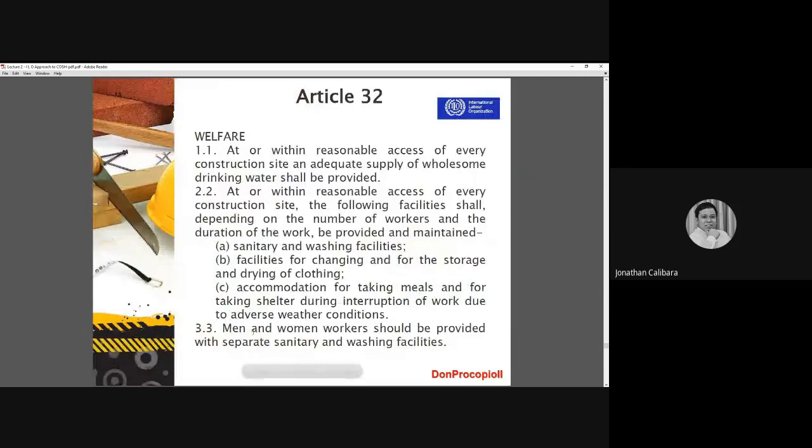And of course, men and women workers should be provided with separate sanitary facilities. Also, if there is a working committee, a workers' group.